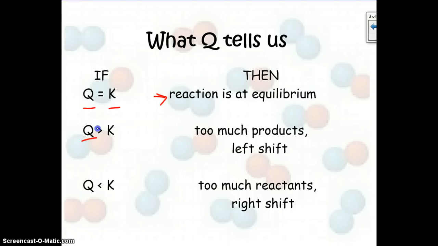If the Q is greater than the K, then we have too many products, which means we need to shift our reaction back to the left and make more reactants. If our Q is less than our K, that means we have too many reactants. We need to shift the equation to the right to make more products.